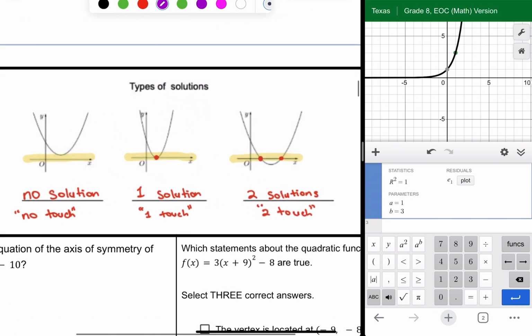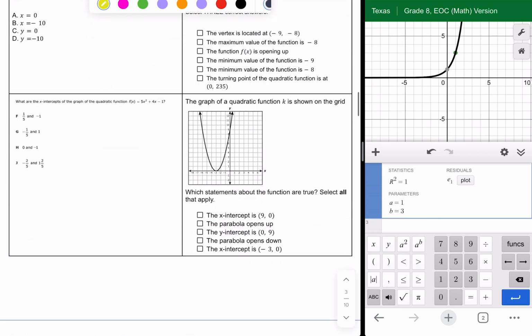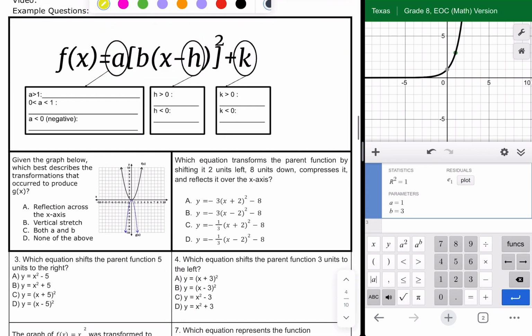And then we've done this before, but remember types of solutions. Right here, we do not touch the x-axis at all, so it's no solution, no touch. Right here, we touch the x-axis once, 1 touch, 1 solution. The next one, we touch 2 times, 2 touch, 2 solution.